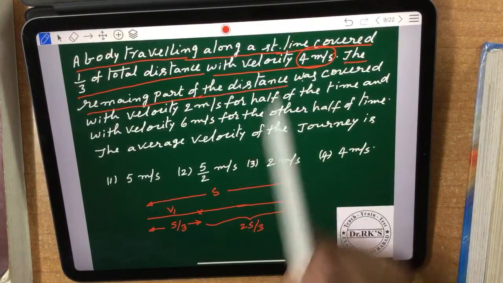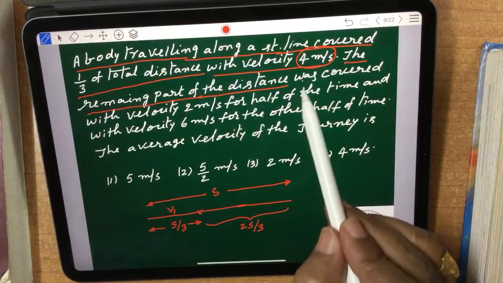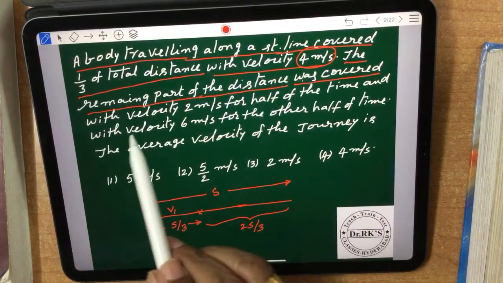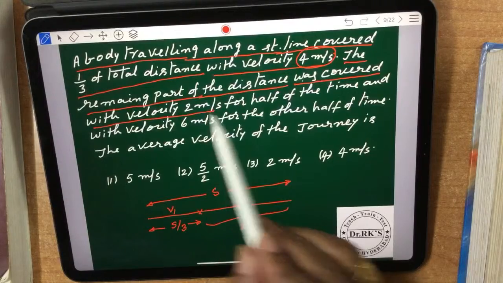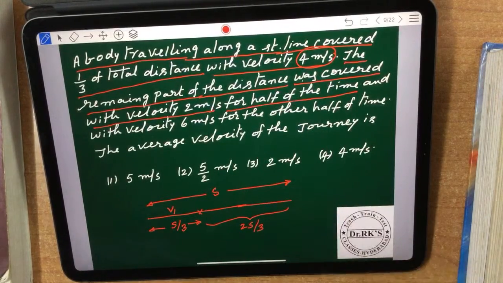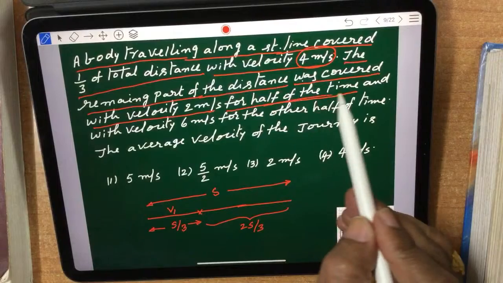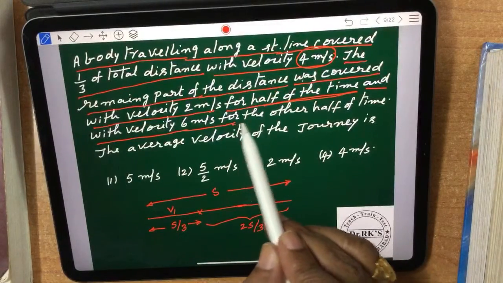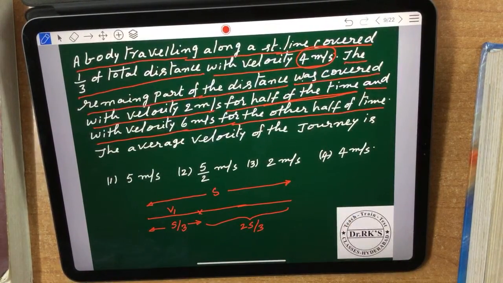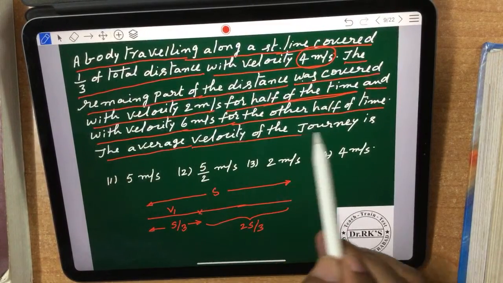The remaining part of the distance was covered with a velocity 2 meter per second for half of the time. For half of the time, be careful, underline that word, half of the time, and with velocity 6 meter per second for the other half of the time. So total 3 velocities are there. For one velocity distance is given, for the other 2 velocities times are given. What is the average velocity of the journey?